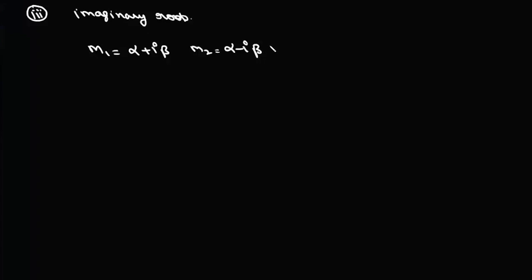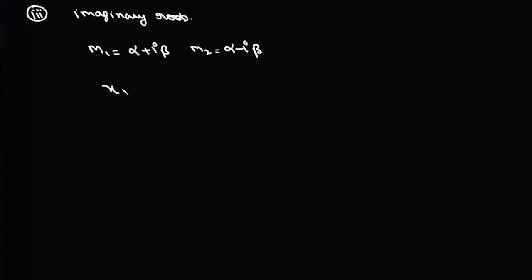Now we'll come to this third case when the roots are imaginary or they are complex. So when we have imaginary roots, then let us say roots are alpha plus iota beta and alpha minus iota beta.